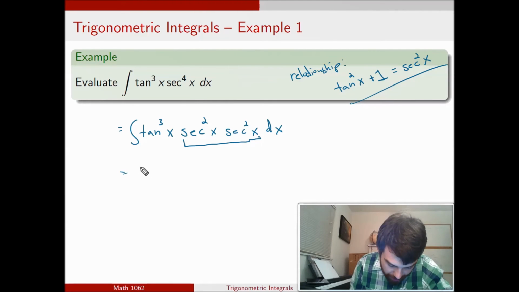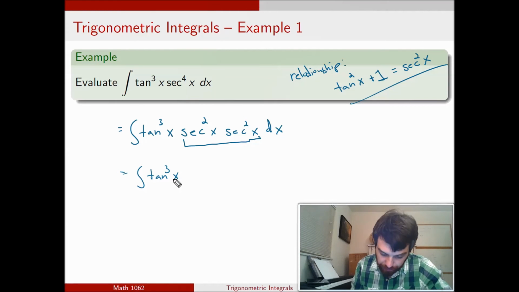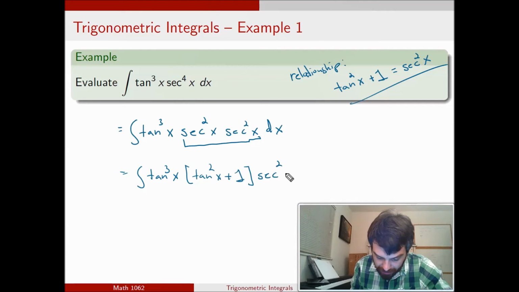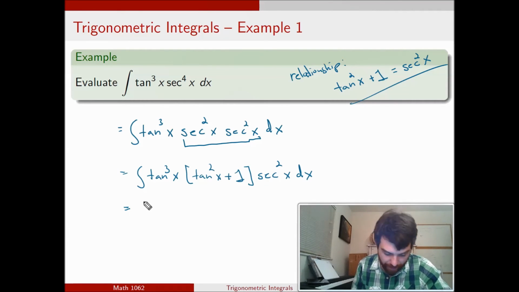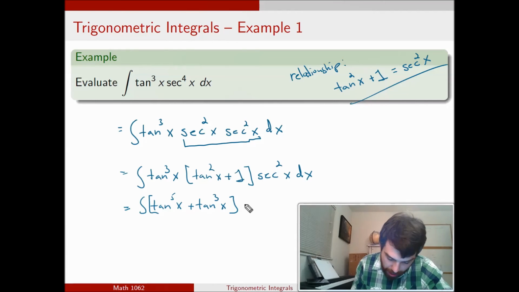So what do I get? The tan cubed out the front remains the same. The secant squared is going to then become tan squared x plus 1. And then all of this is going to be multiplied by my secant squared x dx. I can do a little bit more cleanup here. Maybe I'll combine some of my factors. This is looking like tan to the fifth x plus tan to the cube x, and then all multiplied by my secant squared x dx.